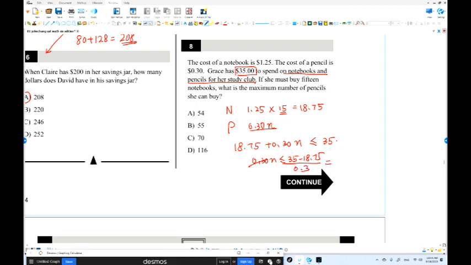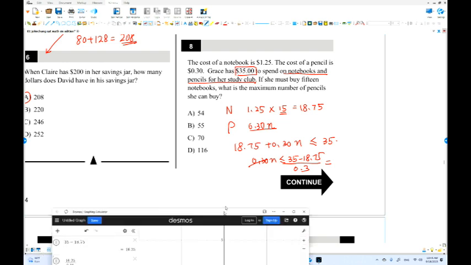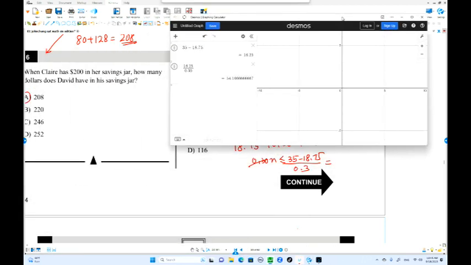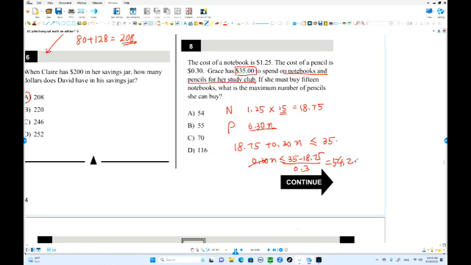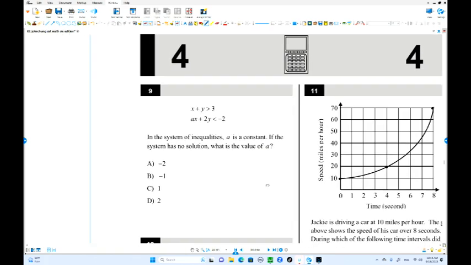We can use the calculator. Where is the calculator? Okay, here is the calculator. Over here, 35 minus 18.75 is 16.25, and divided by 0.3 equals 54.16, about 54.2, right? It should be less than. So it should be an integer, because the number of pencils should be an integer. The maximum will be 54, okay? That is the answer.